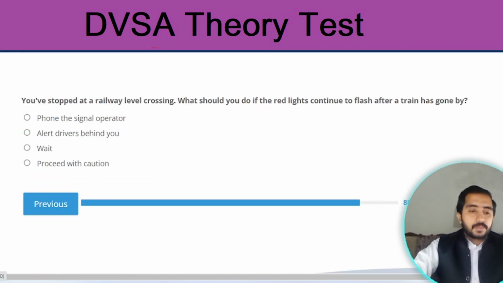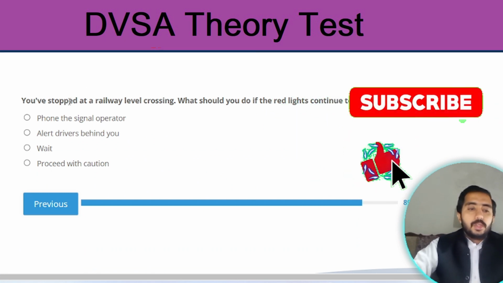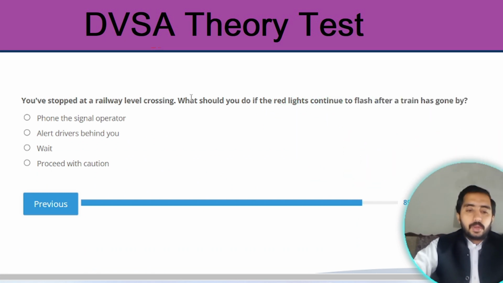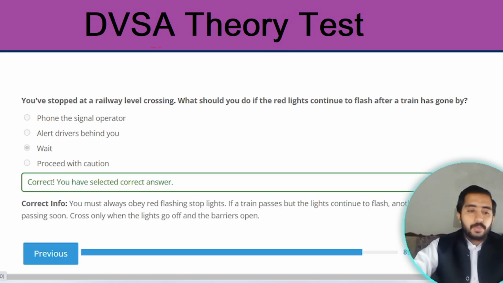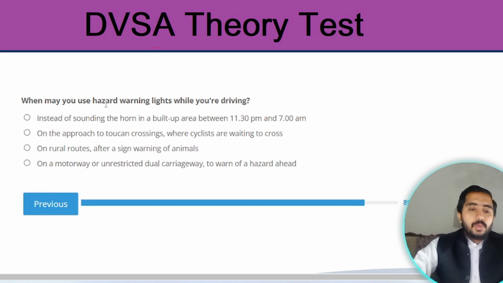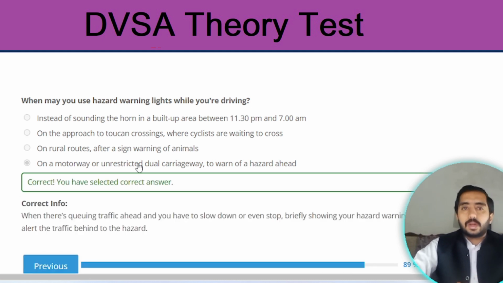Next one. Our next question is, you stopped at a railway level crossing. What should you do if the red lights continue to flash after a train has gone by? You need to wait. Option C. When may you use hazard warning lights while you are driving? You need to use hazard warning lights on a motorway or unrestricted dual carriageway to warn of a hazard ahead. Option D is the correct option.